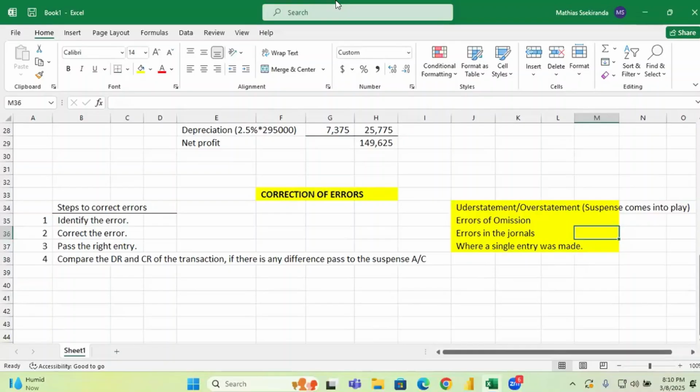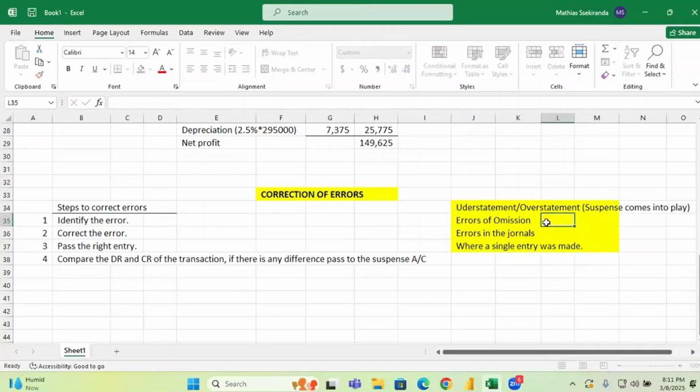For example, sales have been overcast by 10 million. It means the sales figure they took is excess by 10 million. What does it mean? I have to reduce my sales. And how do I reduce sales? By debiting. So I'll debit sales 10 million and I credit automatically suspense, okay? That's why I said for overcast and undercast errors, a suspense has to come into play automatically, but you need to first correct the error, then you pass a suspense.